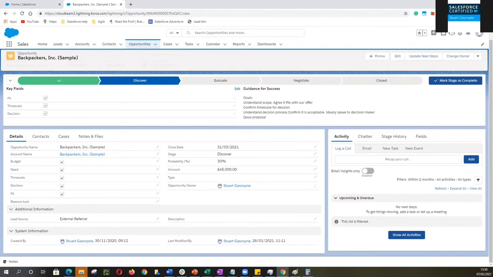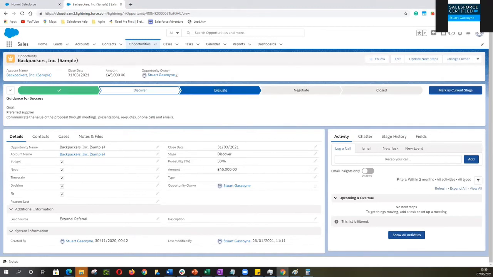There is a fourth criteria, which is that a proposal must have been issued. Next, we move on to the evaluate stage. The outcome of this stage is that we need to be the preferred supplier. And to achieve that, we're going to communicate the value of our proposition through meetings, presentations, maybe even some requotes, phone calls and emails.